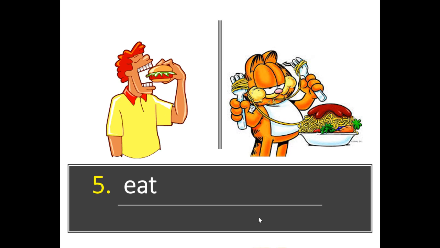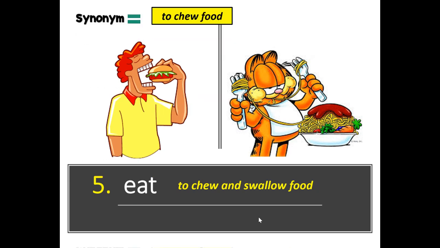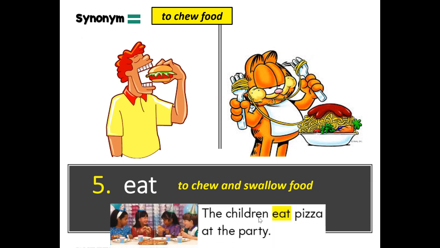So for number 5, I want you to write eat. E-A-T, eat. Eat means to chew and swallow food. A synonym or a shorter definition could be to chew food. The children eat pizza at the party. Or you could say the children chew pizza or chew and swallow pizza at the party.